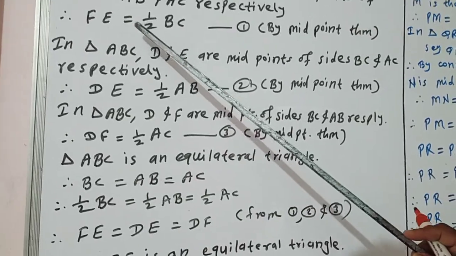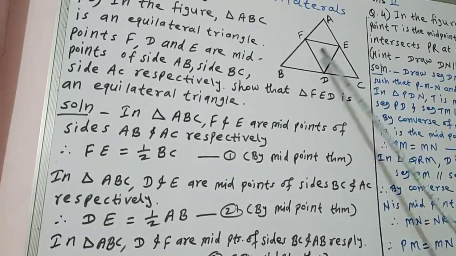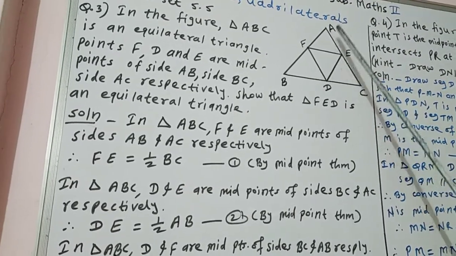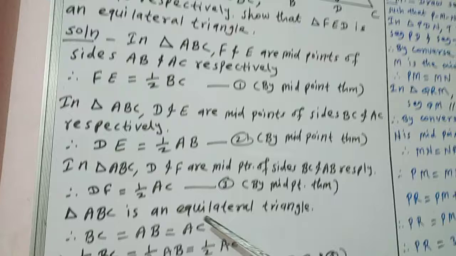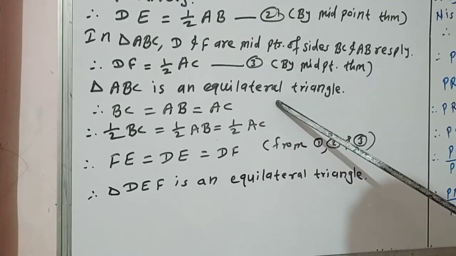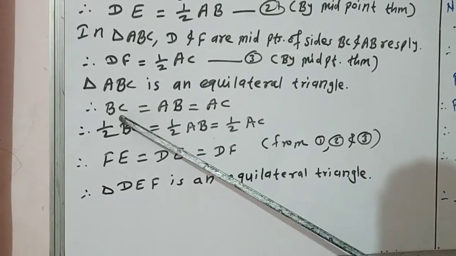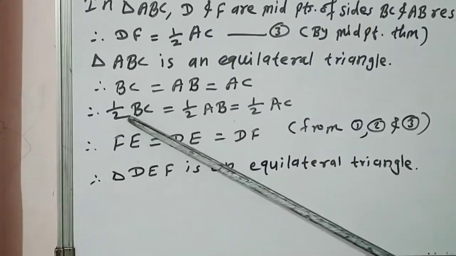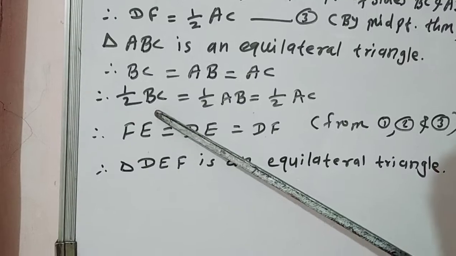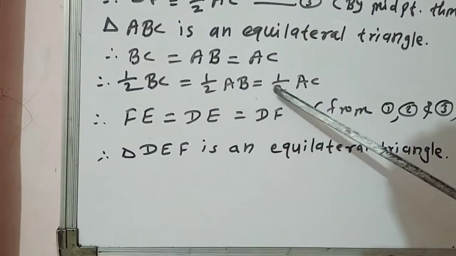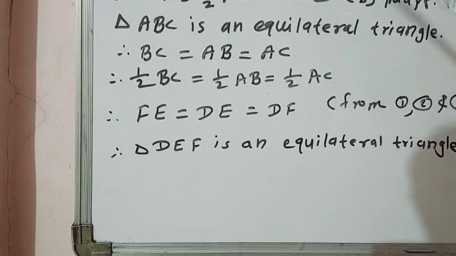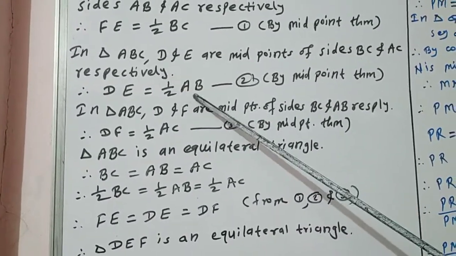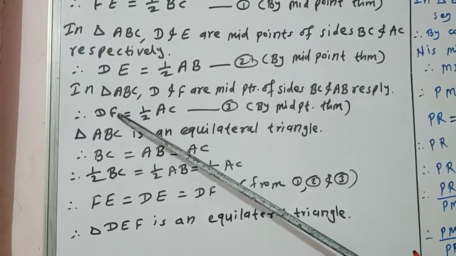Give it number 3. Now, observe 1, 2 and 3. Here in 1, FE, in the figure you see, FE is half of BC, then FD is half of AC and DE is half of AB. Then triangle ABC is an equilateral triangle, means all its sides are congruent. Therefore BC is equal to AB is equal to AC. Now multiplying each term by half, therefore half of BC is equal to half of AB is equal to half of AC. But from 1, 2, 3, half BC is FE, half AB is DE and half AC is DF.